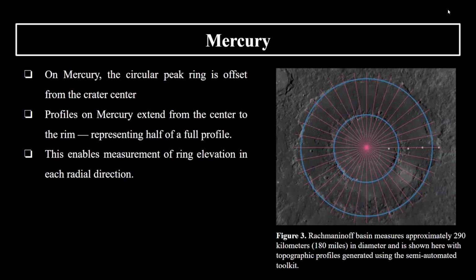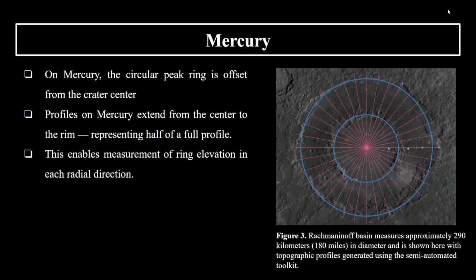The profiles will extend from the center to the ring, representing half of a full profile. So for the complex craters in Ceres, we are using full profiles, and here each profile will be just a half of a full profile. And this basically enables the measurement of the ring elevation in each radial direction.